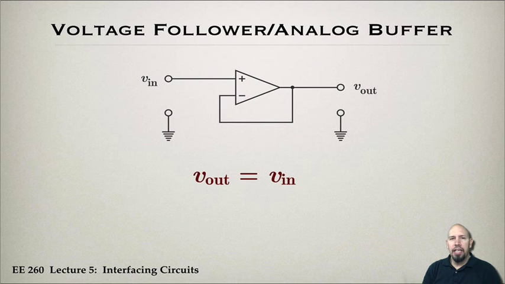The next application of the op-amp is called the voltage follower or the analog buffer. The op-amp is used this way, and notice the output is connected to the negative terminal. Since I have a virtual short, this voltage is basically this voltage, but that's connected to the output, which means the output is basically equal to the input. So we have what's called feedback, and notice that it's negative feedback.